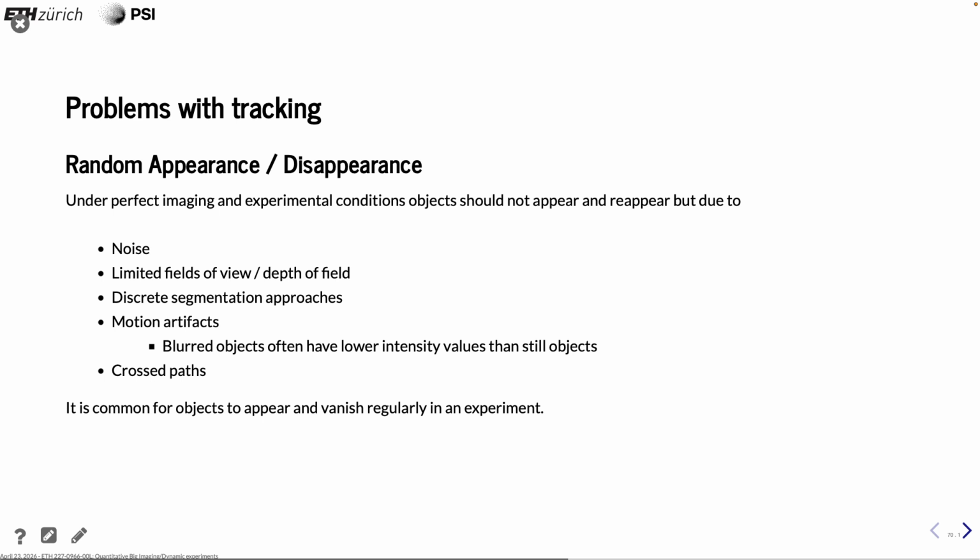And of course, the crossed path that I showed with the sine curves before is also a problem, that then it may go in the wrong direction. So there are quite many things to keep an eye on when you start doing the tracking.